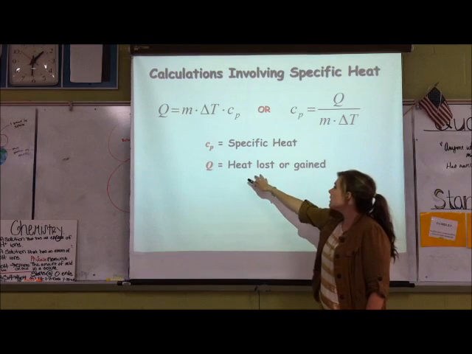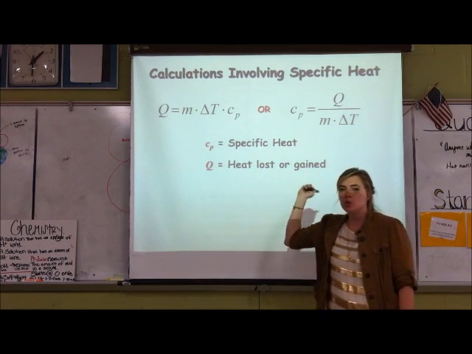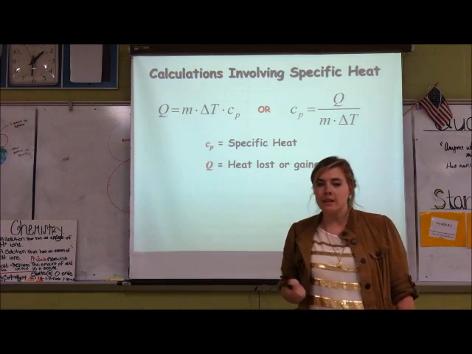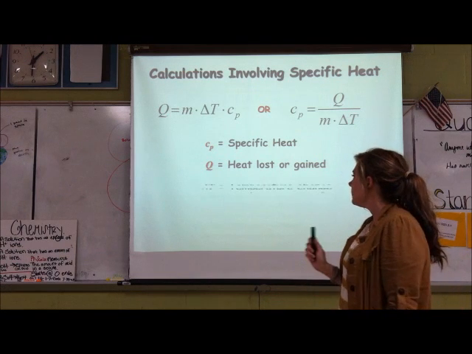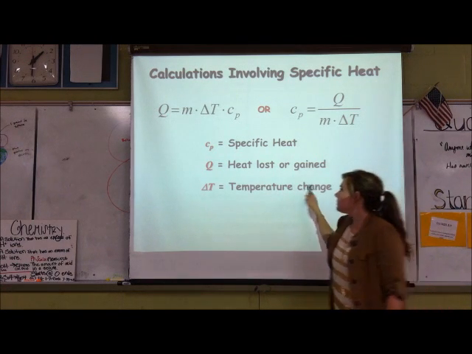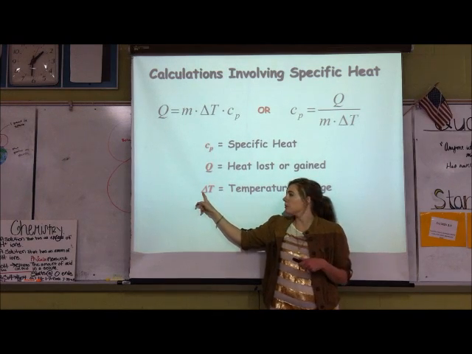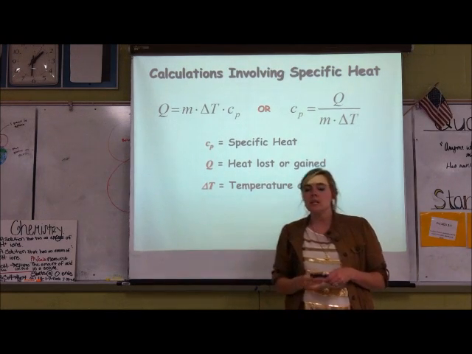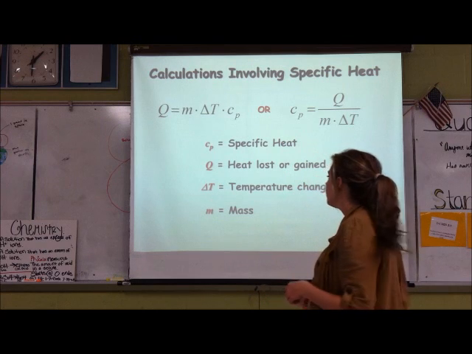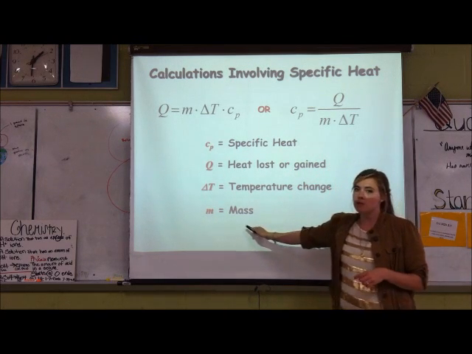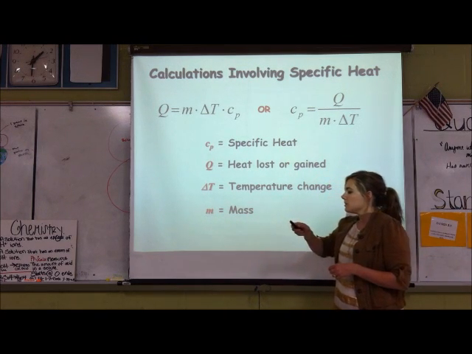Q is the heat lost or gained. This is measured in joules. This is your heat energy lost or gained. Delta T means temperature change. Change is this Greek symbol delta, change in T for temperature. And then the last thing here, mass, measured in grams.